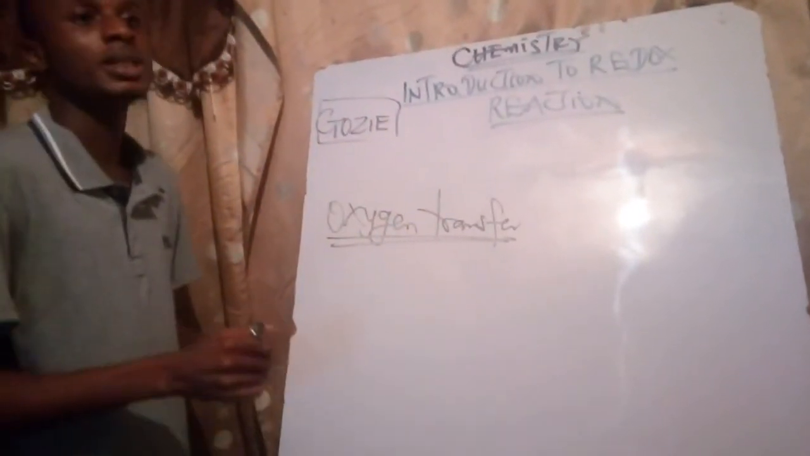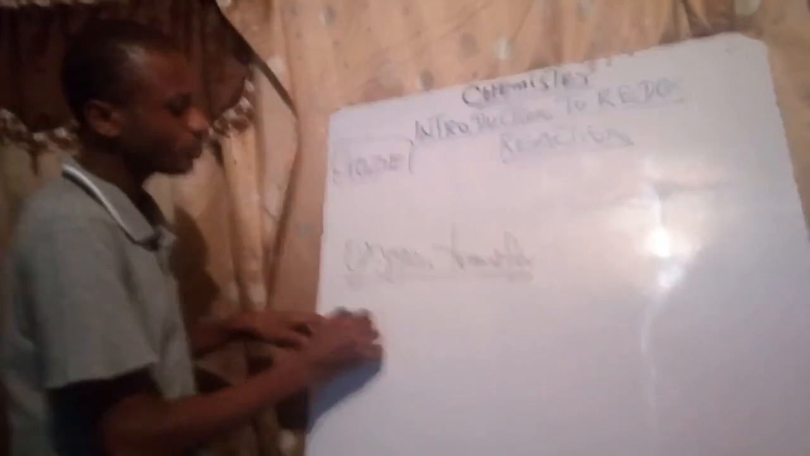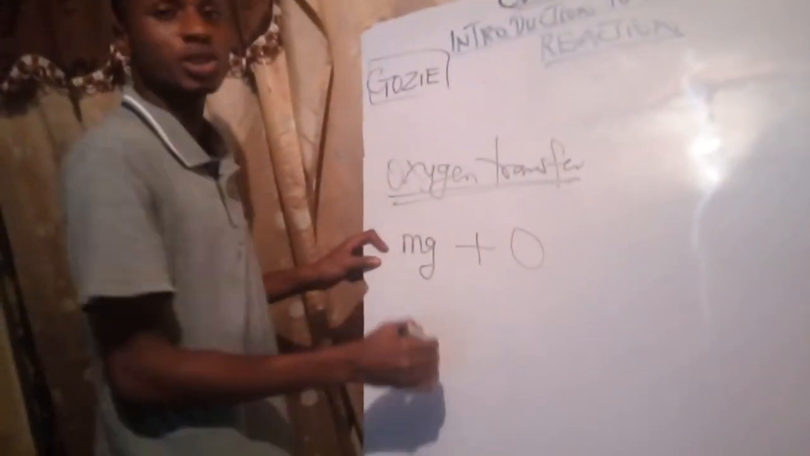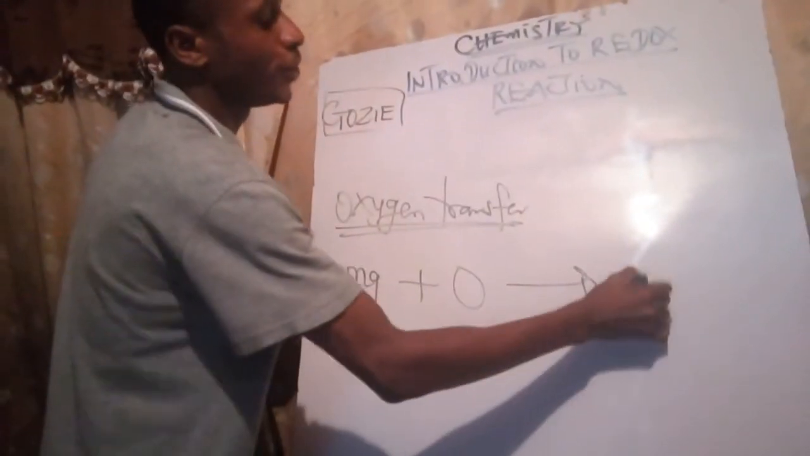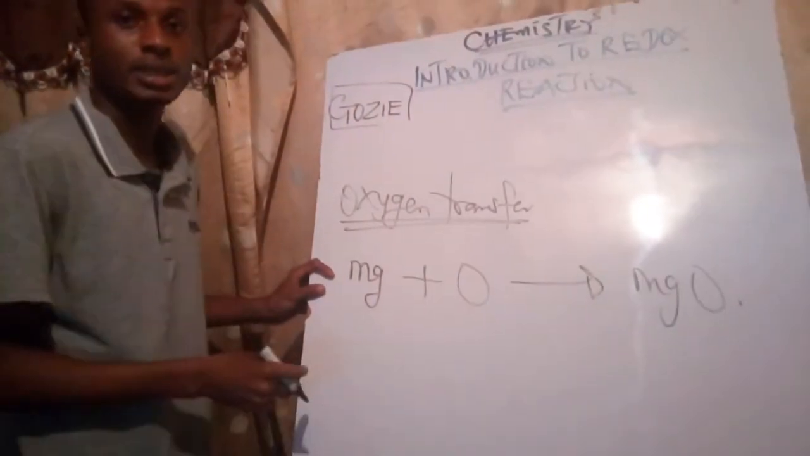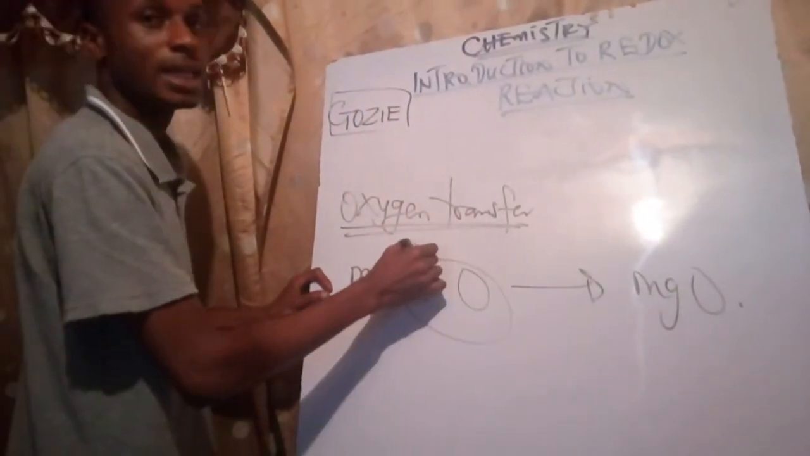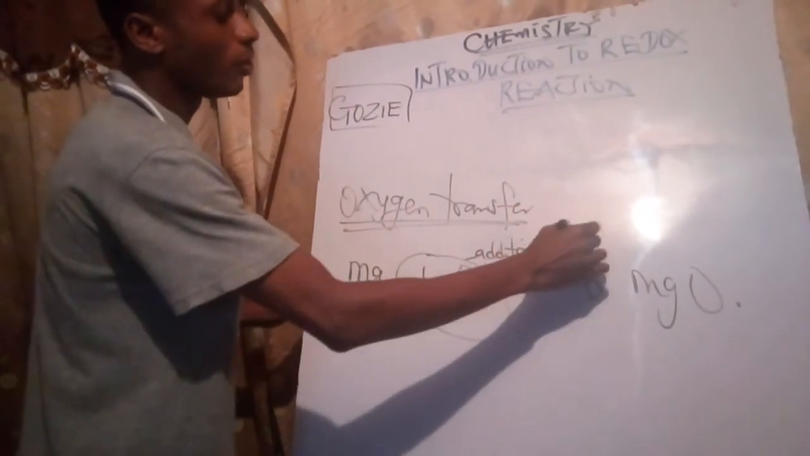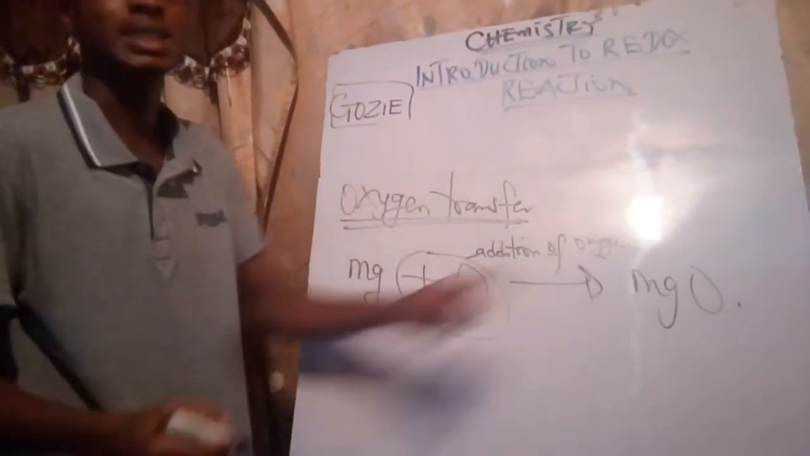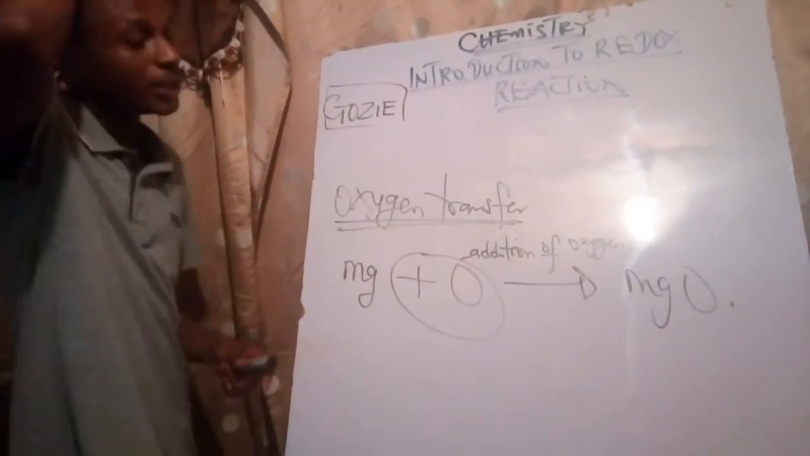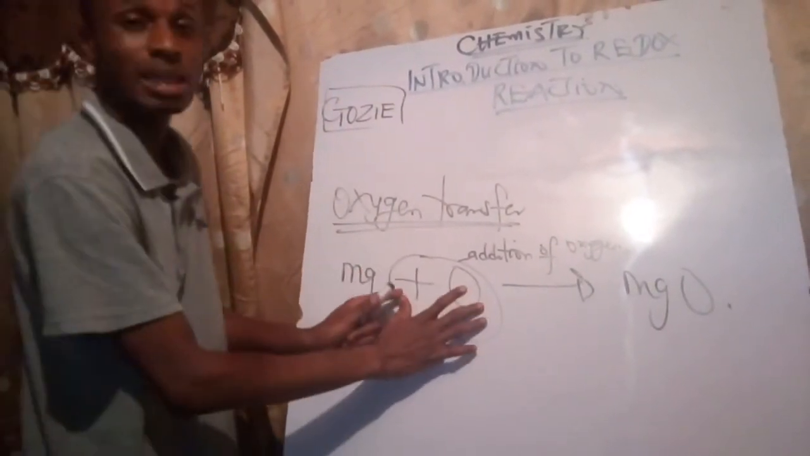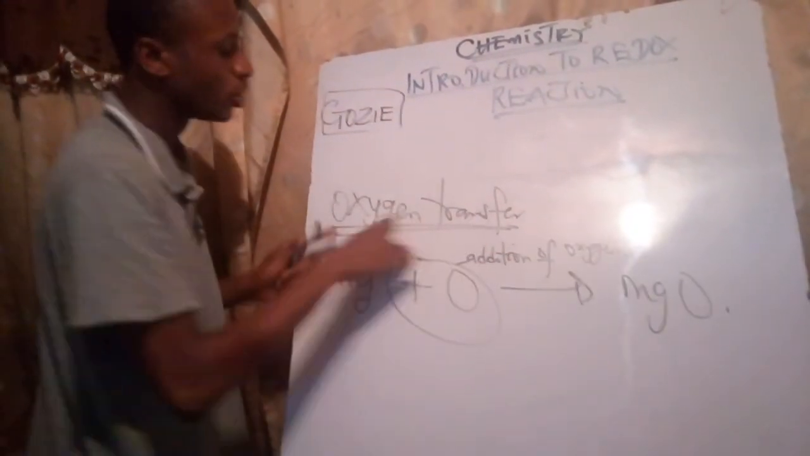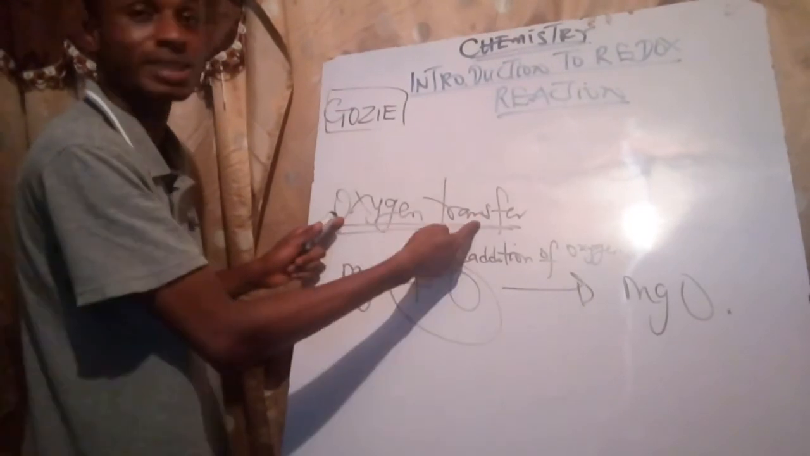Okay, let us take a sample element and illustrate what we are talking about. Magnesium combines with oxygen to give you magnesium oxide. Now, I need you to understand that here there is addition of oxygen. Okay? That is all I want you to understand about oxygen. Just to understand there is addition of oxygen, because that is our defining standard, oxygen transfer.